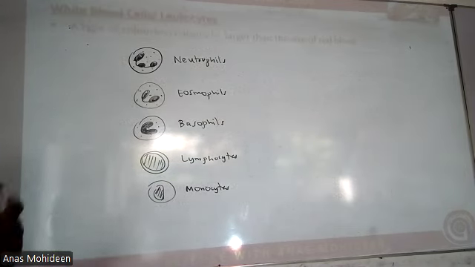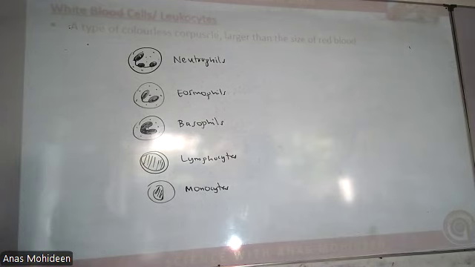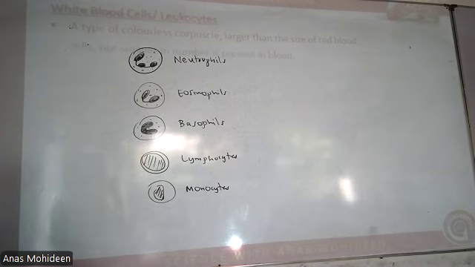For red blood cells we give another name. What is the other name? Erythrocytes. For white blood cells we give another name, that is leukocytes. Platelets also have another name, that is thrombocytes. Thrombocytes.